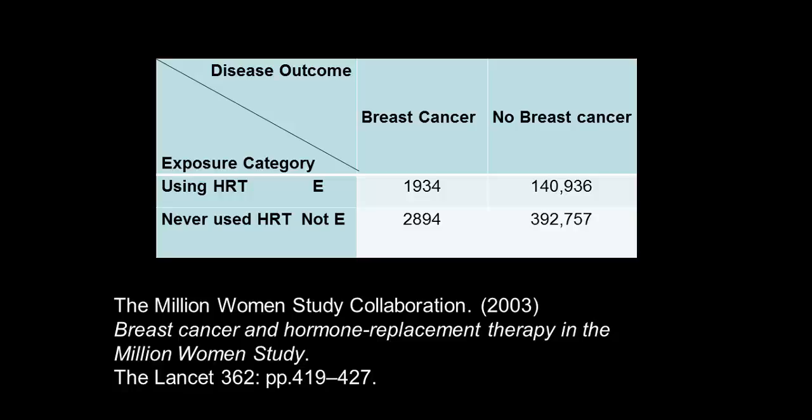So the data I'm using is taken from a large-scale study that's been going on for many years. This was a paper published in The Lancet in 2003 from the Million Women study, and it was looking at a possible link between the use of hormone replacement therapy, HRT, and the subsequent development of breast cancer. So my first job is to put this into SPSS.